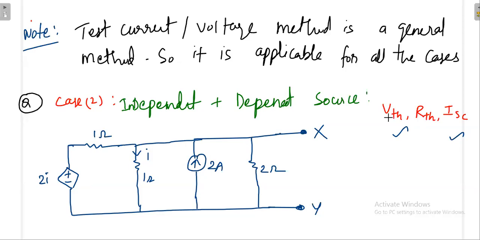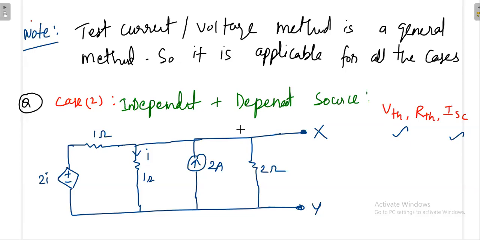Indirectly we'll find V Thevenin and I short circuit, then take the ratio, which will give you R Thevenin. Or otherwise here you can also apply the test current or test voltage method, because this is a common circuit.